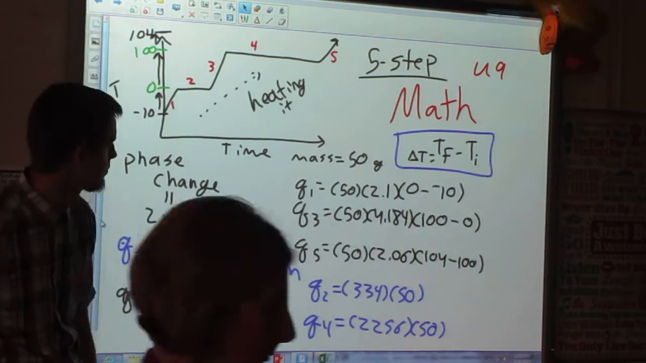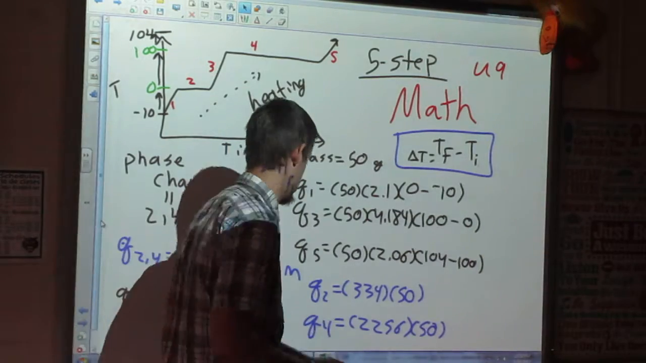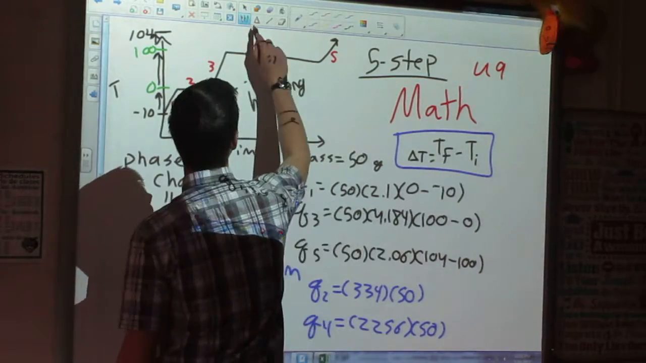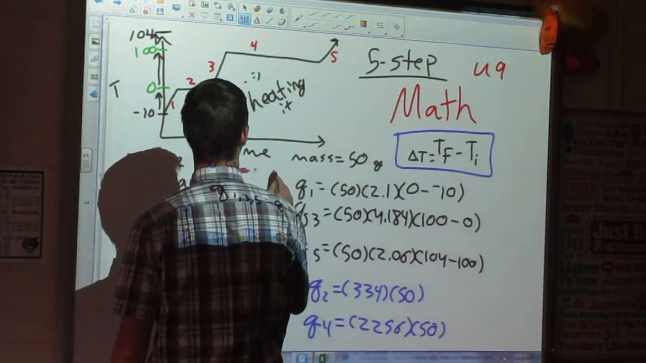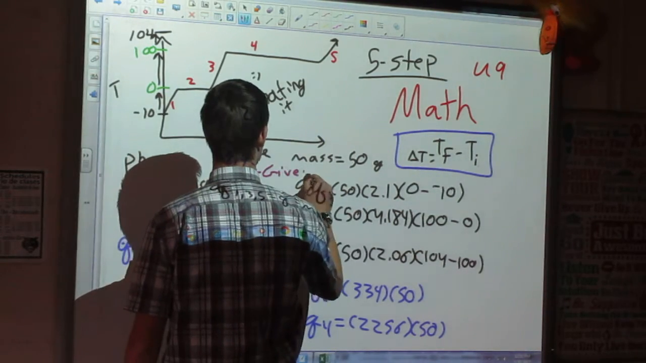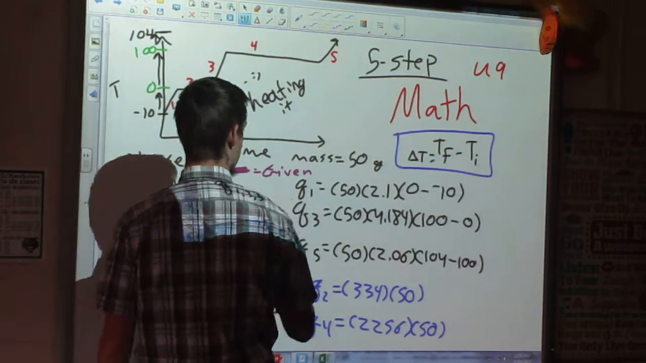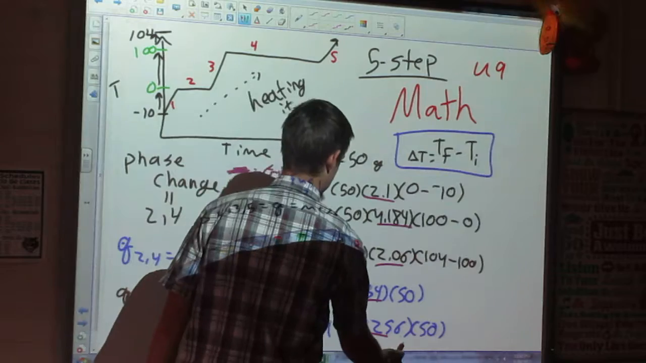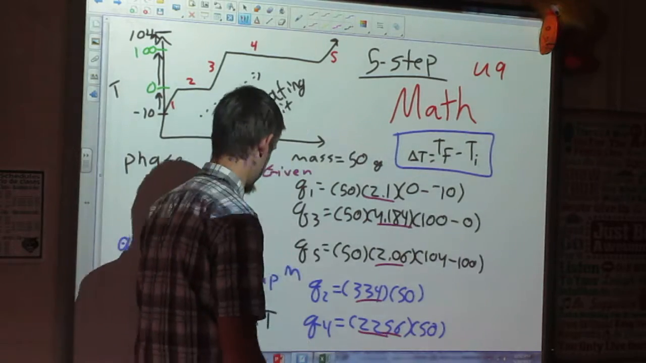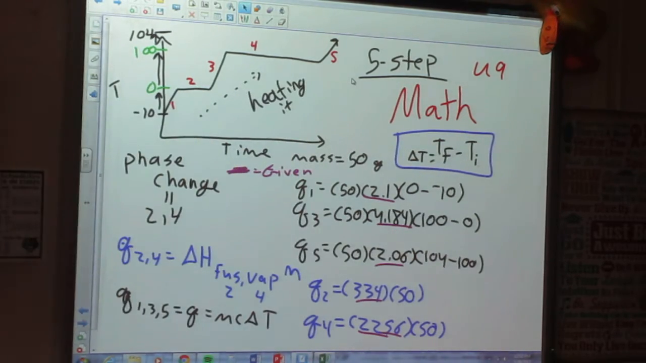Cool. Given to you. Let me do this really quick for you guys. The numbers that I'm going to write in purple are given to you. Purple, purple, purple, purple, purple. Okay, so those are all given to you. You will know those words.